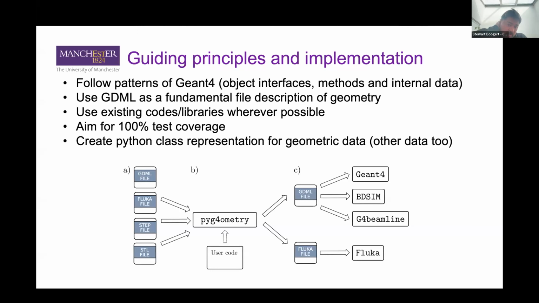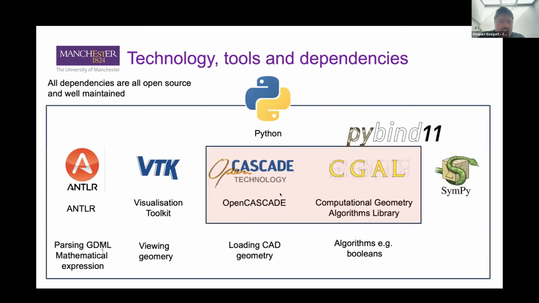And we could really just create Python class representations for geometric data and other data too. So on the left, you have lots of different sources, be it GDML, FLUKA, STEP. The user can input code and control pyg4ometry, and then you can export it to different targets. Right now, FLUKA and Geant4 GDML are there, but we're just about adding MCNP and PHITS, which are other general purpose Monte Carlo transport codes. So this is what it is. It's the glue in between to be able to execute this.